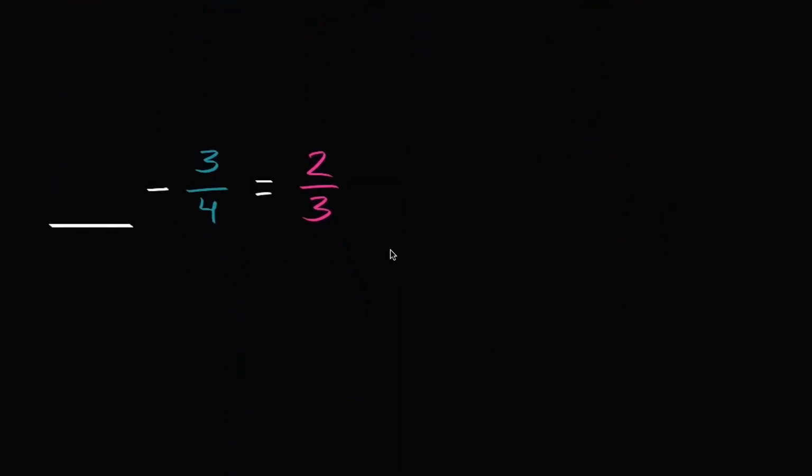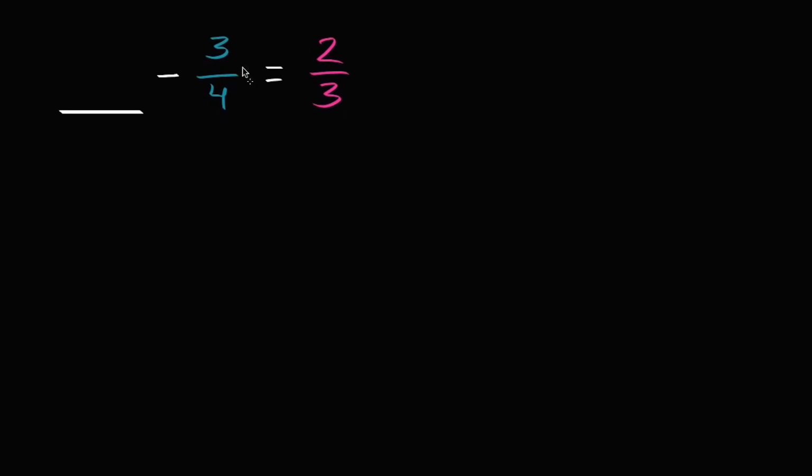Let's do another example. So here, this is a little bit different. I have blank minus 3/4 is equal to 2/3. And there's a couple of ways to think about it. If blank minus 3/4 is equal to 2/3, one way to think about it, you could say, well, that means that blank is going to be the same thing as 2/3 plus 3/4.